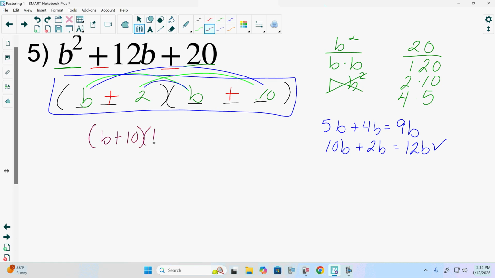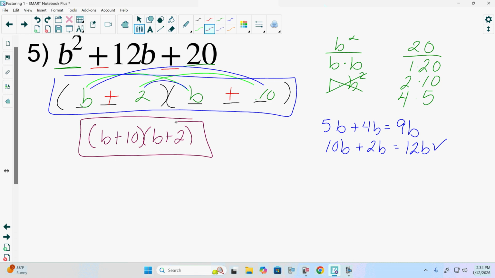Now you don't have to write this, but b plus 10 times b plus 2, those are also the correct factors. It's just that they are flipped. They're rotated. Because the order in which we write them does not matter. b plus 2 times b plus 10 is the correct answer. b plus 10 times b plus 2 is the correct answer. You don't have to have both. You just need one of them.